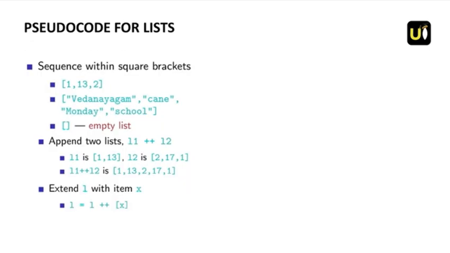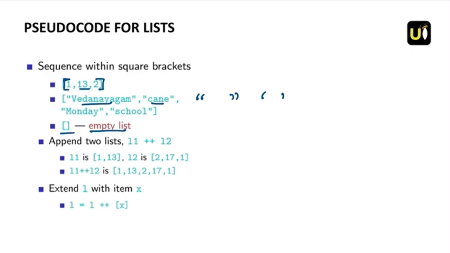So the pseudocode for list is, first there's a sequence within square brackets. Whenever you're dealing with lists, you use square brackets. That is like a universal rule. Here we have used integers as the values in the list, and here we have used strings. You notice the difference: when we use strings, we use double quotes or even single quotes. When you use integers, you don't need these. You only do it when you're using strings. An empty list is just empty square brackets. The length of an empty list is 0. There's no element in the empty list.